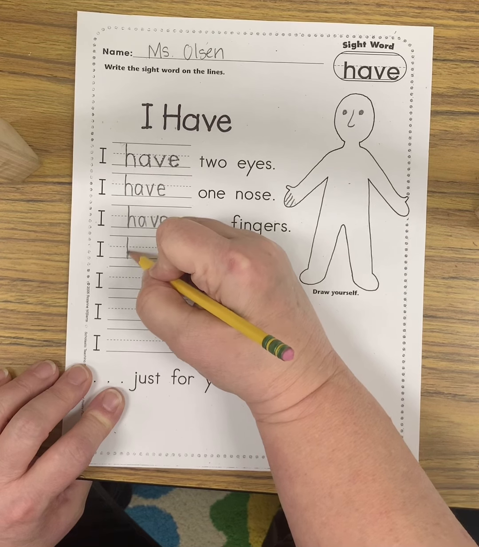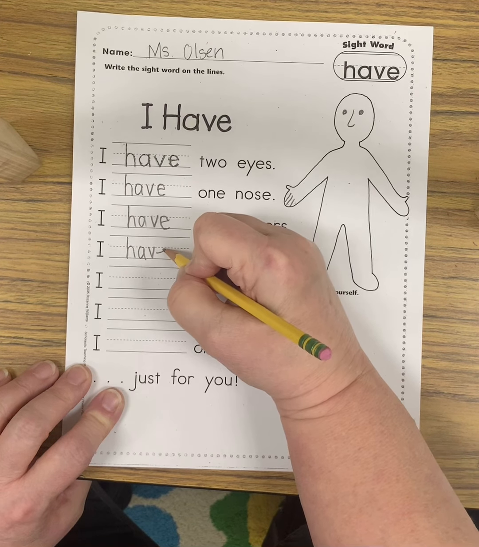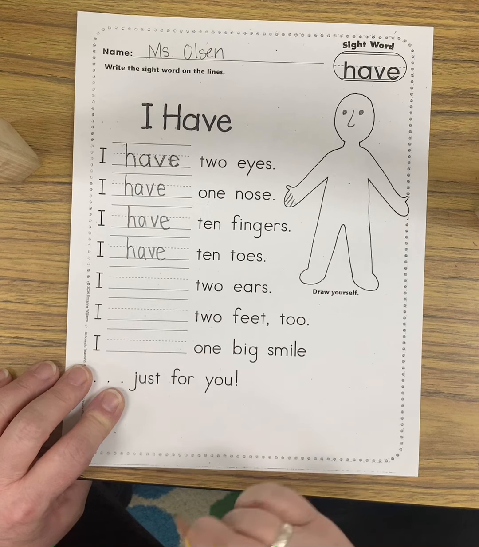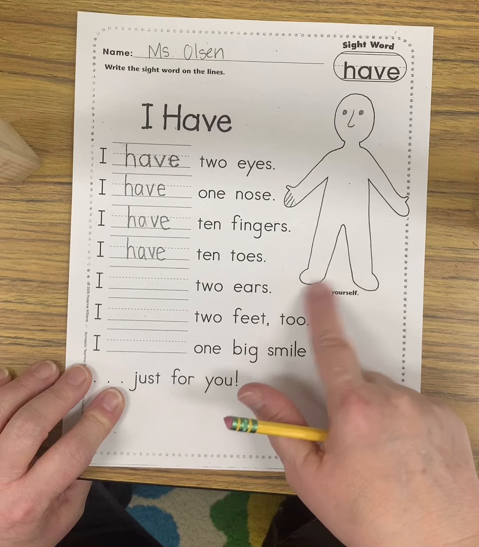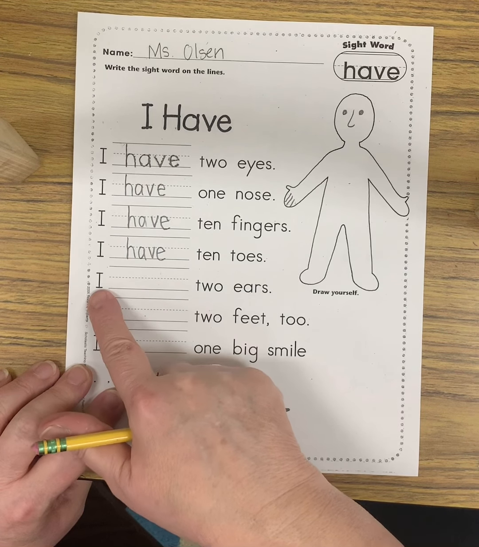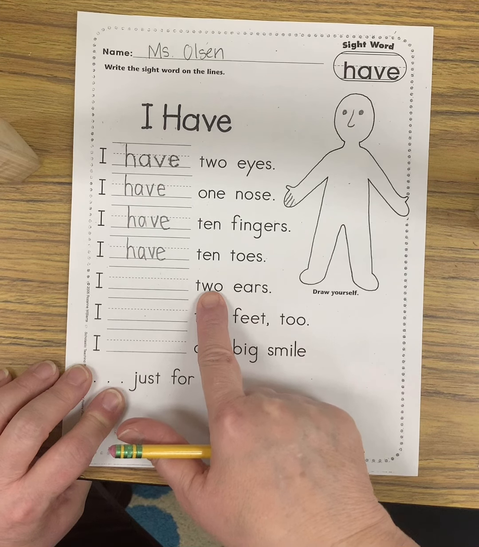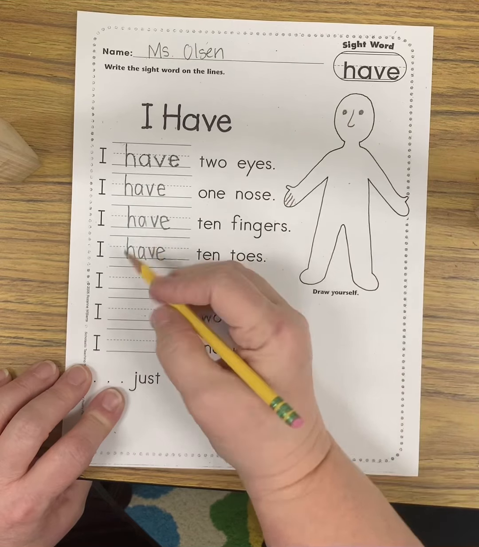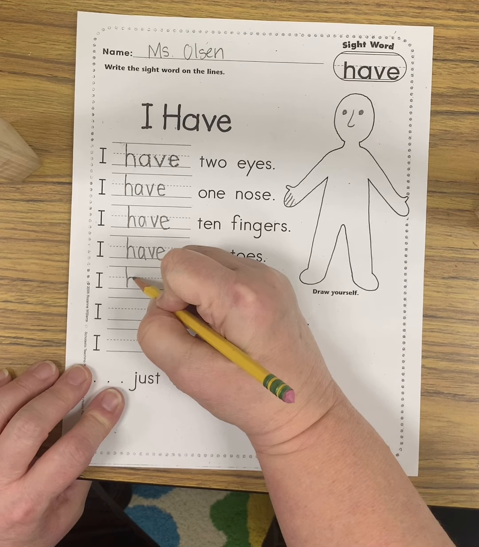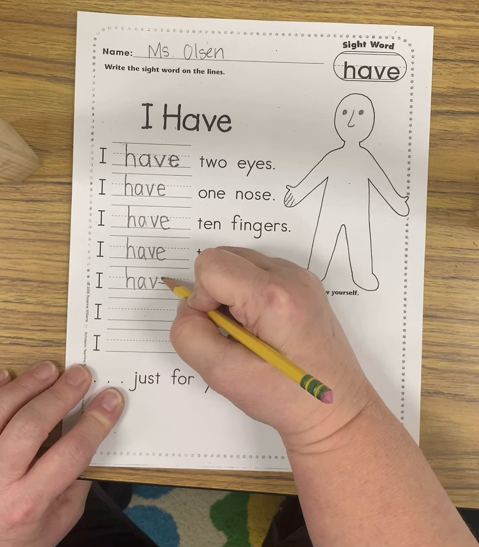I'll write it with you. How about that? H-A-V-E. Okay. The next sentence says, and you could draw those little lines and make toes for your person. I have, that word is 2. We read it up here already, 2 ears. So you can draw an ear on each side of your person, and then we're going to make sure that we write the word have first.